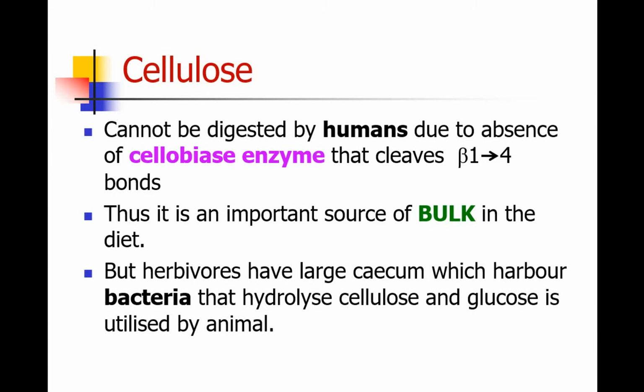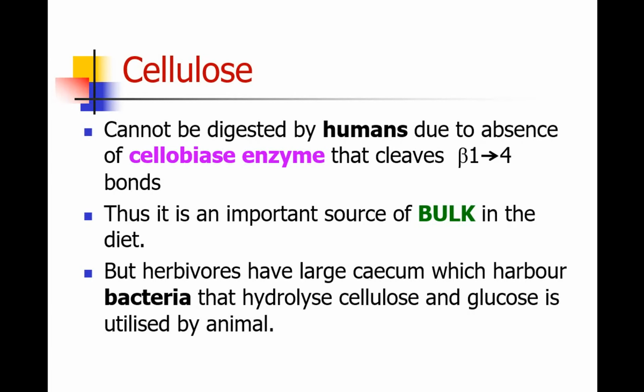Herbivores like rabbit and cow have a large cecum. In the cecum there are bacteria which can digest this cellulose, and the glucose released by these bacteria is absorbed. So certain herbivores can digest cellulose because they have bacteria which can break the beta 1,4-glycosidic bond.